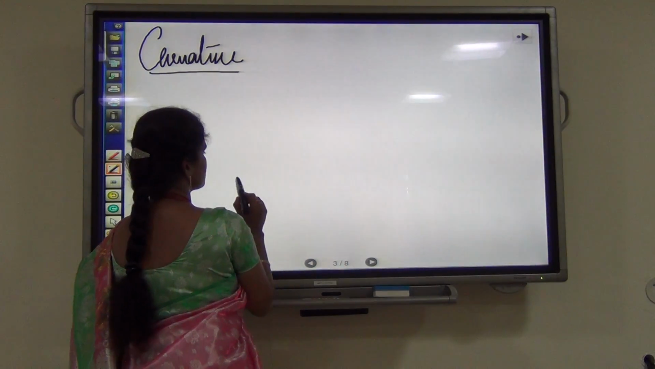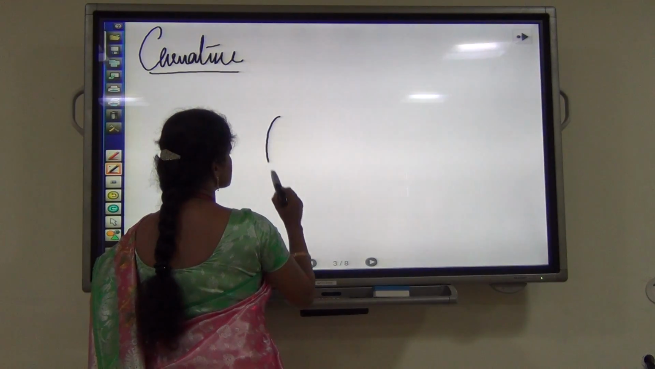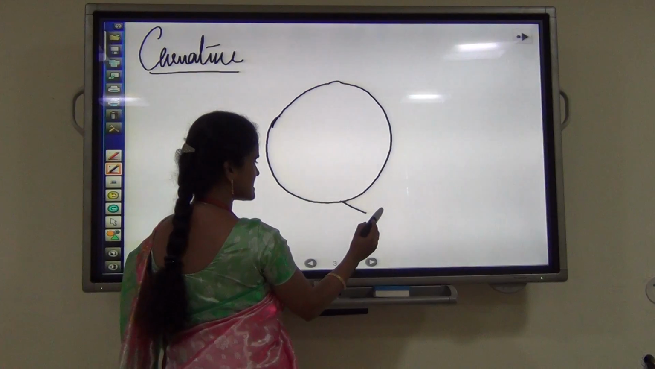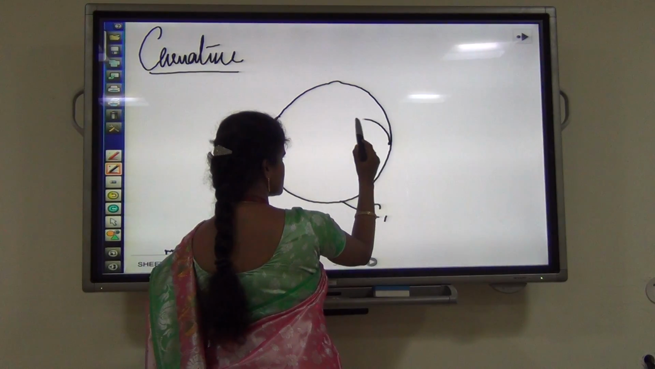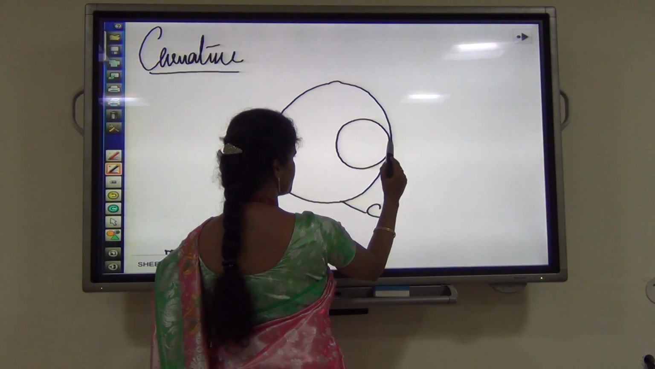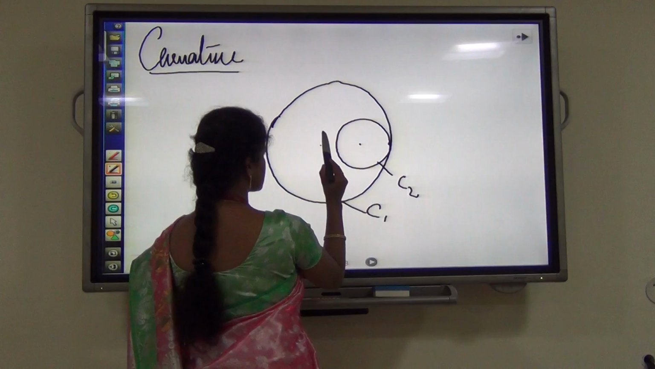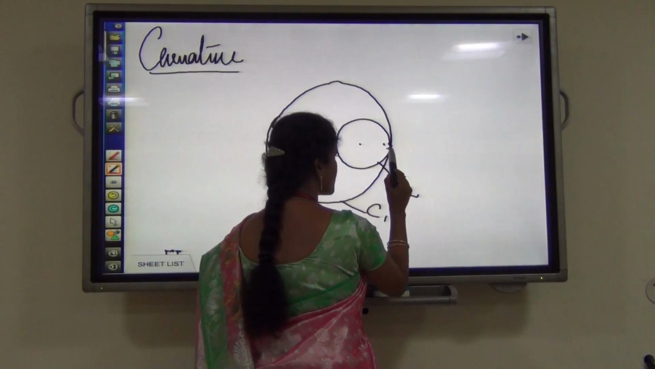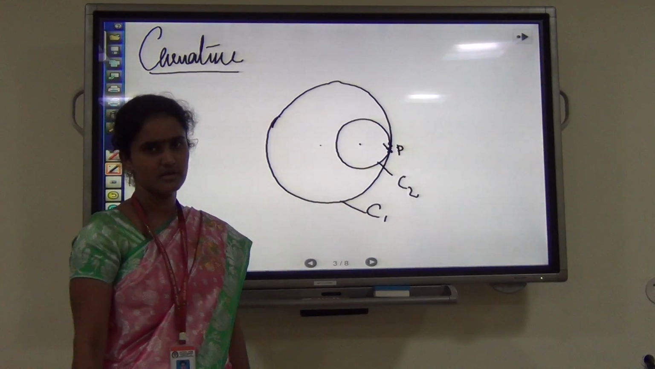Let me start with an example. Let me draw a circle. We can name this C1, and another, smaller circle, C2. Each circle has a center and radius, and I am touching them at a particular point. Let us mark this point as P.